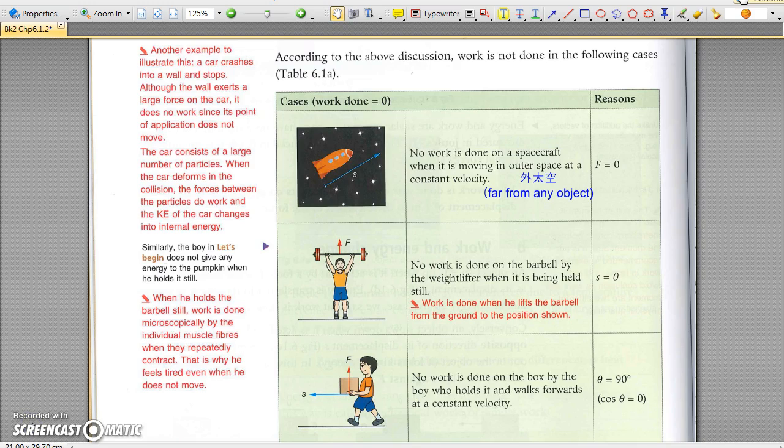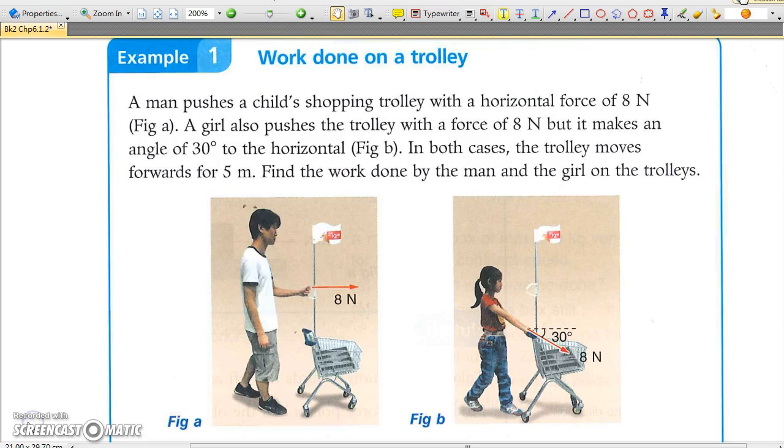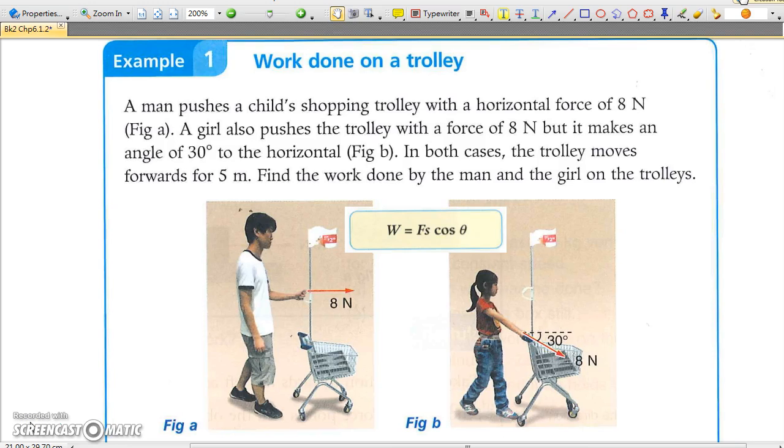Spend a minute or two on the explanation given in your textbook. In example 1, 2 people push with an 8 Newton force at different angles. They do different work according to the formula W equals Fs cosine theta.